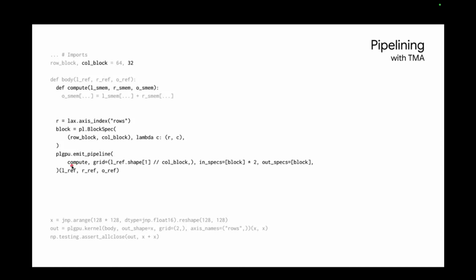You just say, okay, I want to run compute this many times. Again, it can be a nested loop, it can be an ND tuple, and this is the access pattern for which slices of the inputs I want to read at each step and which slice of the output I want to write at every particular step. And then you just pass in the GMEM references, and your compute kernel gets the SMEM references. All of the transfers are managed for you automatically. There's no need to actually spell them out, which I think is pretty simple.